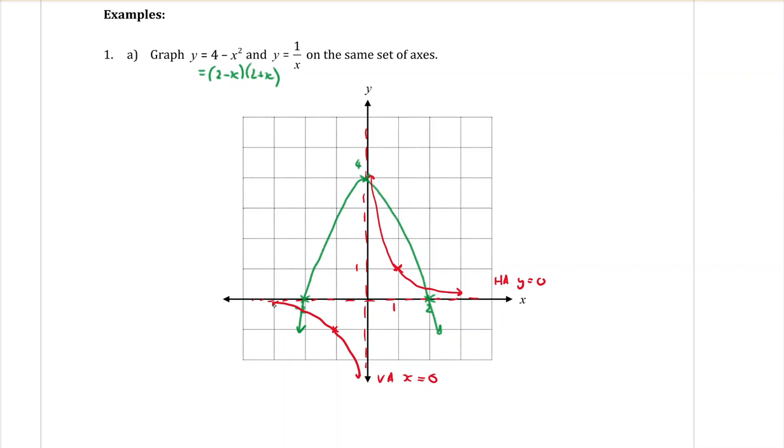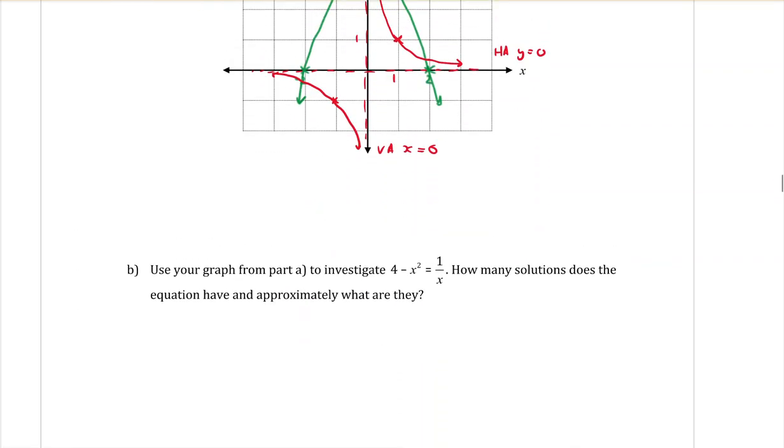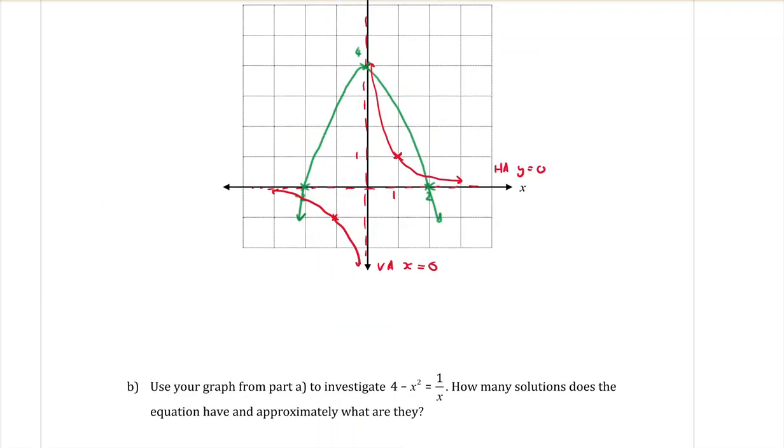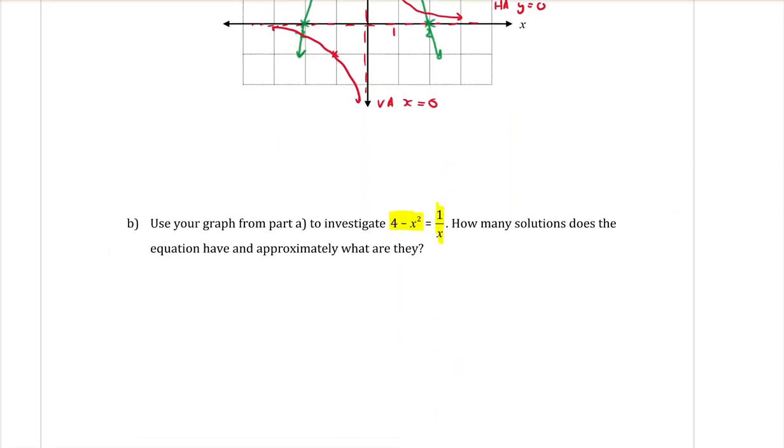Part B says, use your equation from part A to investigate when 4 minus x squared equals 1 over x. They are the two equations, the two graphs that we've drawn. This is my parabola, 4 minus x squared, and this is my hyperbola, and it has given me an equation where those things are equal. If I'm saying they have to be equal, that's going to be where those two graphs intersect, correct? Yes? Okay. So how many points do those two graphs intersect? 3. Correct. So there are 3 solutions.